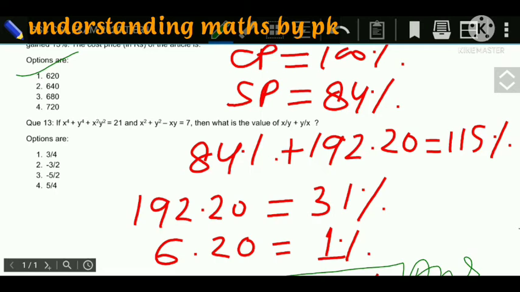Now the next question is question number 13. If x raised to the power 4 plus y raised to the power 4 plus x square y square equal to 21 and x square plus y square minus xy equal to 7, then what is the value of x divided by y plus y divided by x? Options are 3 by 4, minus 3 by 2, minus 5 by 2, 5 by 4.